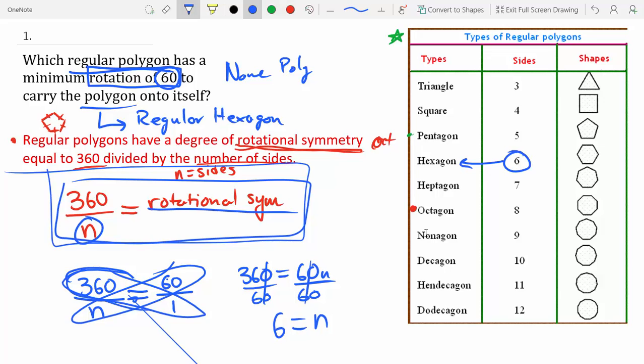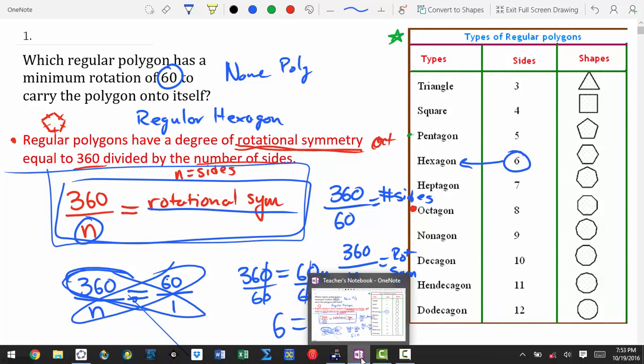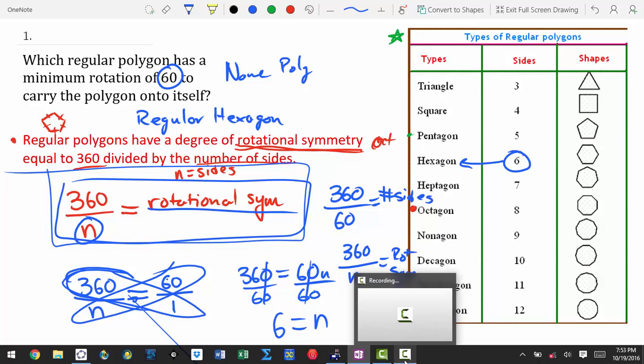Or you could have just taken a look at what they give you. They say, look, your rotational symmetry is 60. If I were to just take that 360 and divide it by the rotational symmetry, it tells me the number of sides, right? Sometimes you're going to have problems where they say, here's the number of sides, right? If you were to divide by that, that tells you your rotational symmetry. So try that out in the next few problems, and if you need to check the work, you can skip ahead in your videos, but I'll see you in the next ones.